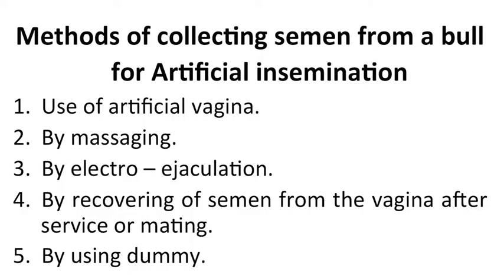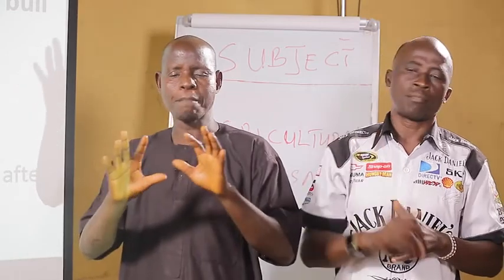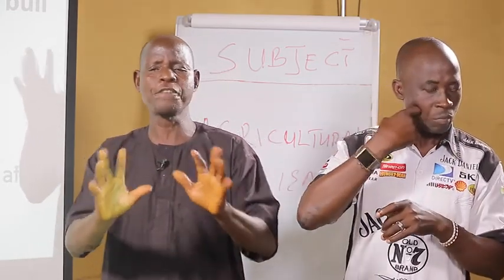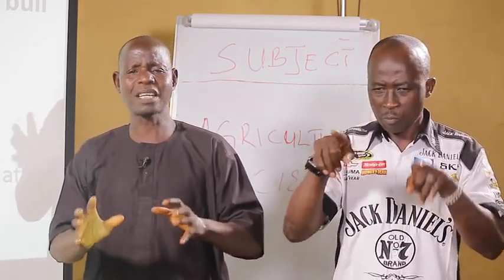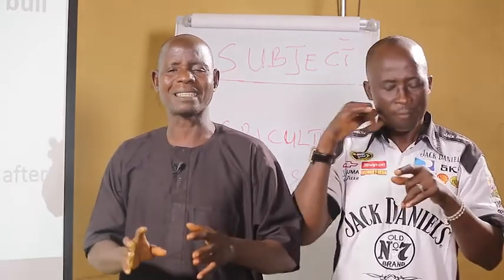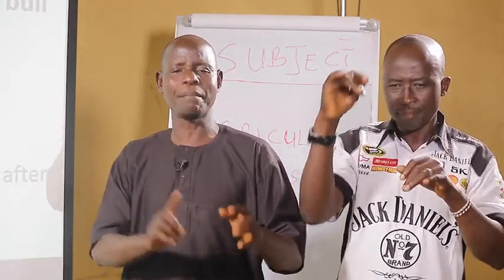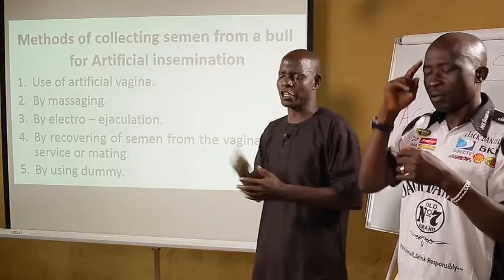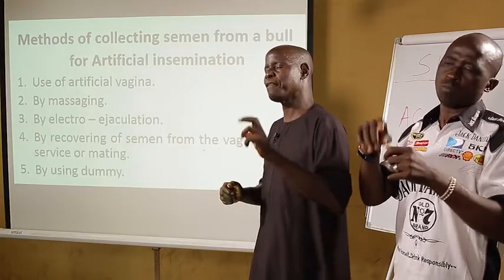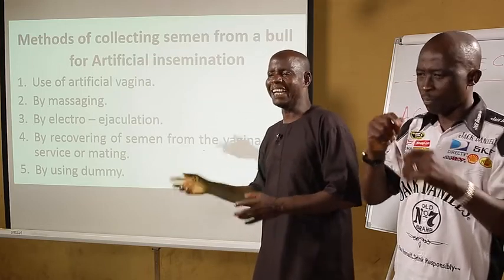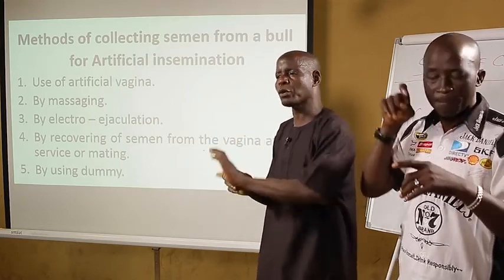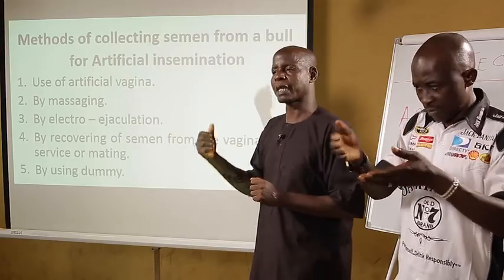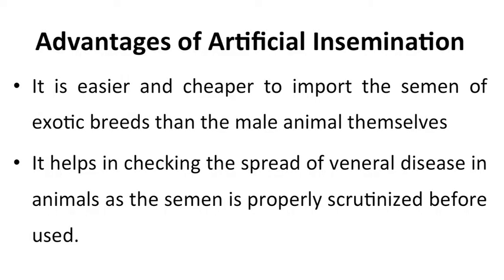Then lastly, by using a dummy. This is a robot that they produce, and it looks like the female animal. You deceive the male animal, thinking that this is a female which he is supposed to mate with. After you massage it, it will start mating with the dummy. In the dummy, there is a location where you collect the spermatozoa and you take it for storage.